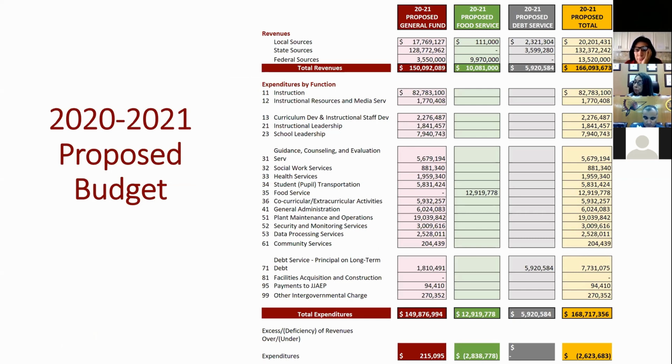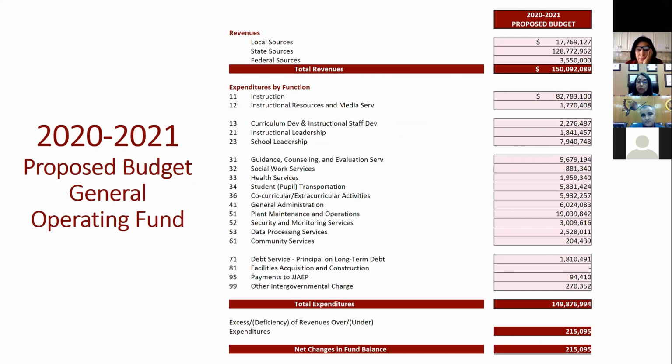For the general fund, we have total revenues of $150 million. And you see there are the local revenues. These are our tax collections, and any interest that we receive from any bank accounts or CDs or our investment pools, it's at almost $18 million. State resources, almost $129 million. Our federal resources at $3.5 million for a total of a little over $150 million.